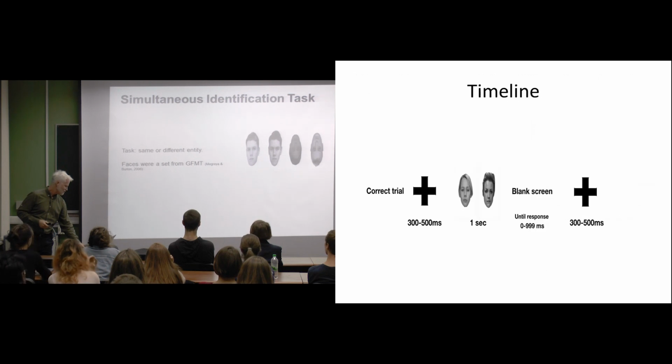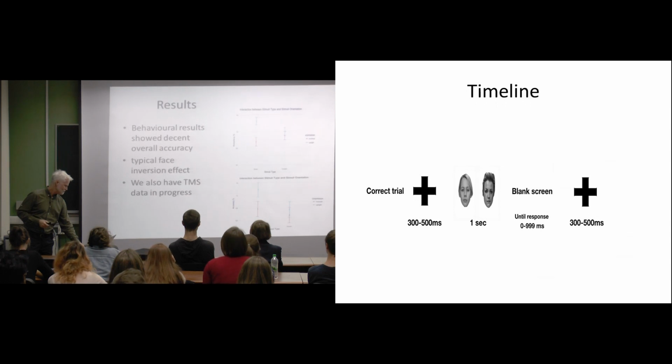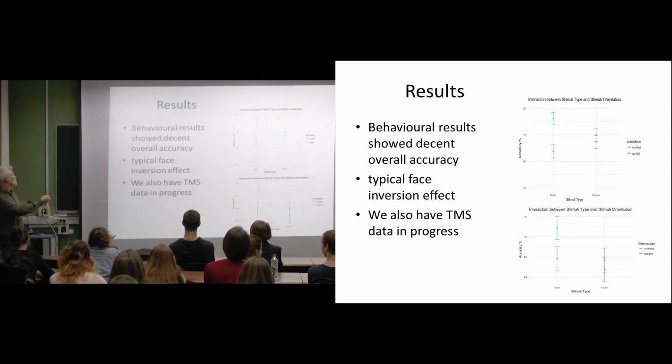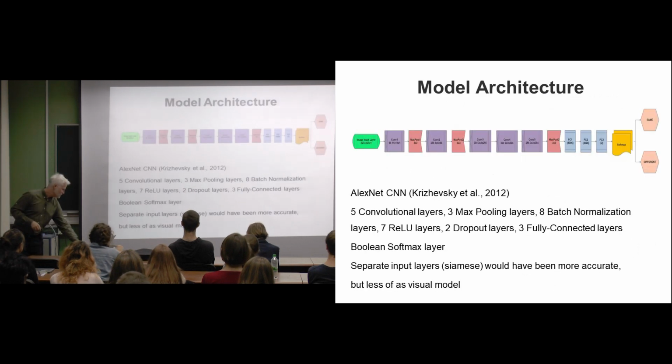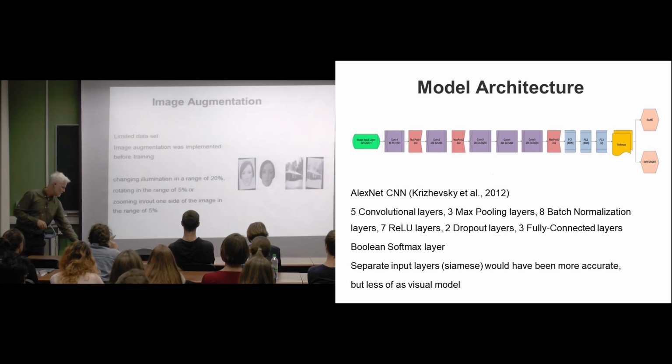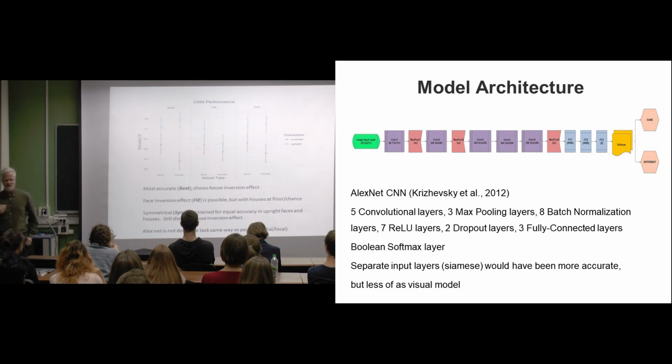So we use this task to compare faces and houses. Our human participants ended up with a really nice face inversion effect. They were much more accurate for the regular faces than the inverted, but they weren't impacted by inverting houses that much. And that's for two different experiments. Deep learning neural networks, however, based on AlexNet, the CNN, actually ended up with a house inversion effect.